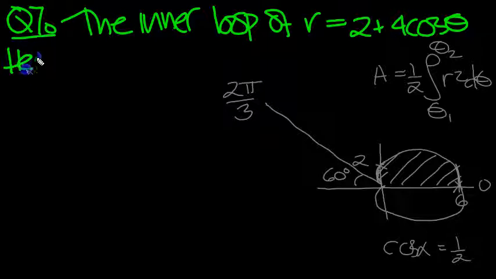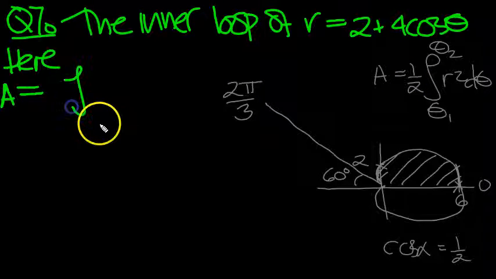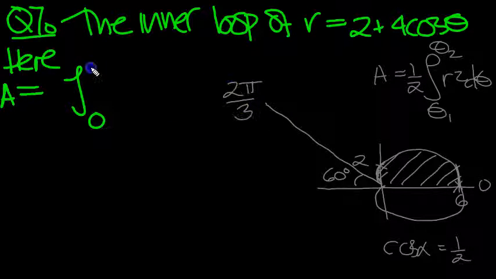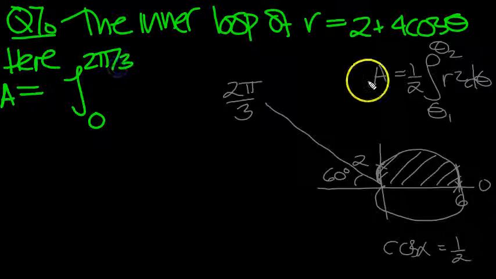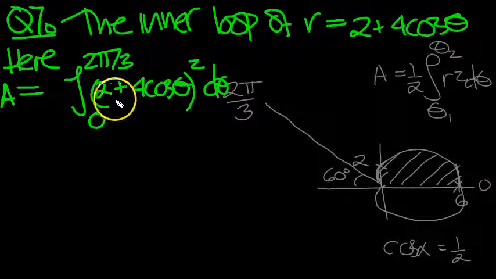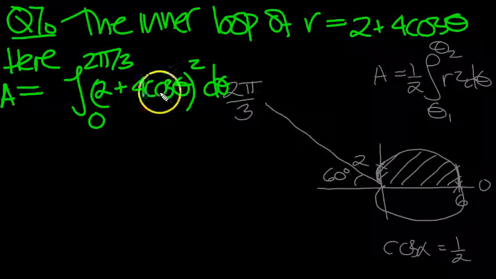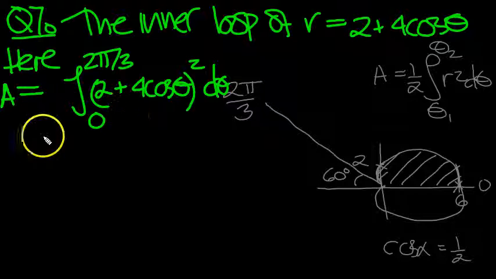So here, the area A equals 2 lots of the half will just cancel each other out, and then we'll get 0 to 2 pi over 3, isn't it? Of r squared, 2 plus 4 cos theta squared d theta. There we go. So let's just double check that. 0 round to 2 pi over 3 of r squared d theta. 2 lots of that, so the half will cancel.